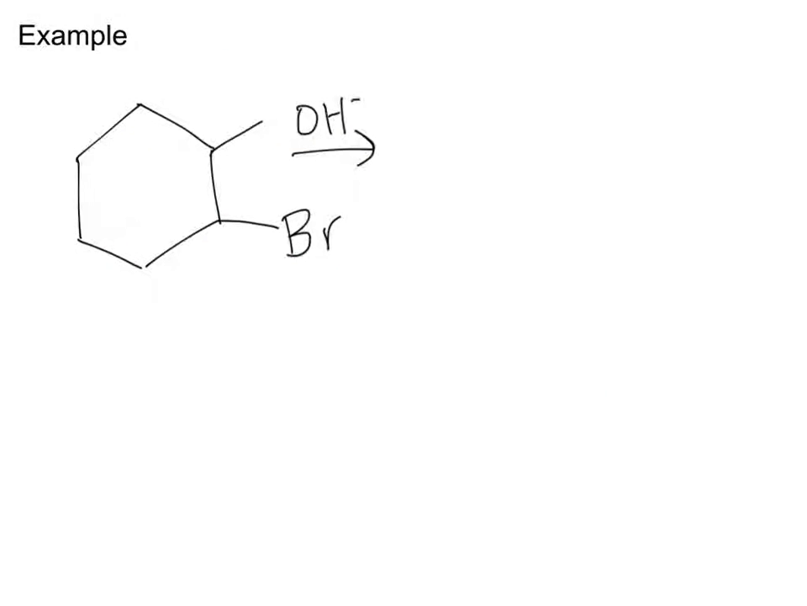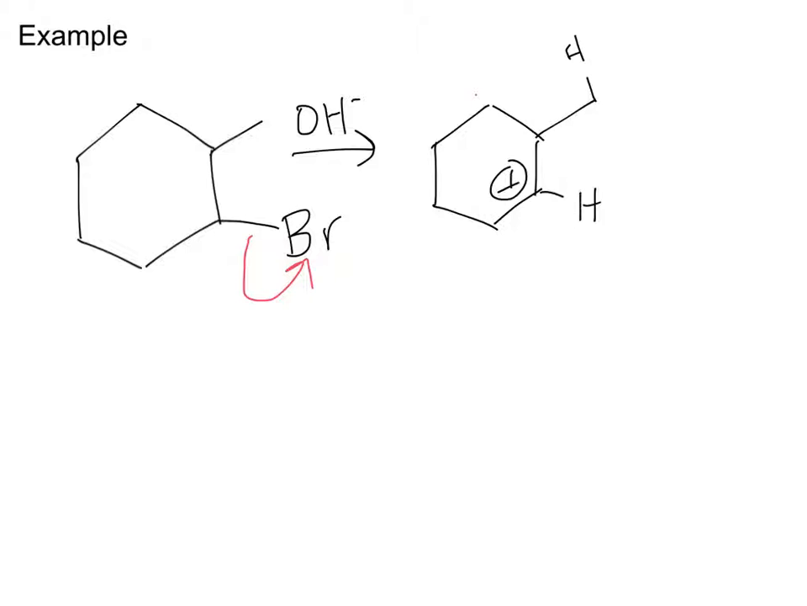So here we have this molecule and it's going to be reacted with hydroxide. For the purposes of this, we're going to just assume that hydroxide is a weak base. So, like the E1 reaction, the first step has to be the bromide coming off and forming a new carbocation. I'm going to go ahead and draw a couple hydrogens.